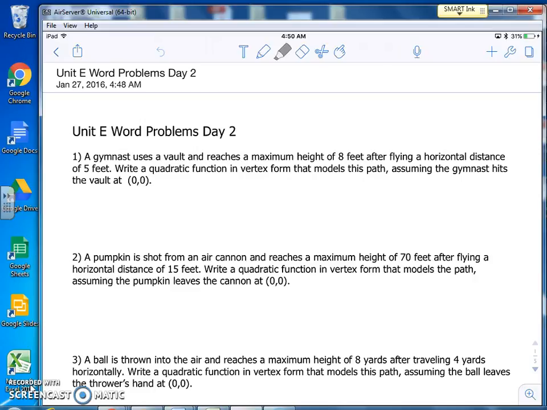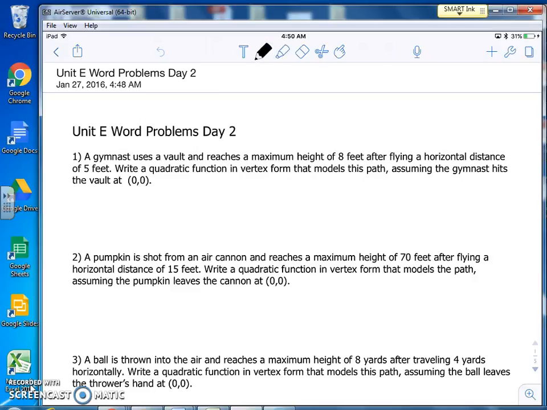So number 1 says, a gymnast uses a vault and reaches a maximum height of 8 feet after flying a horizontal distance of 5 feet. Write a quadratic function in vertex form that models this path, assuming the gymnast hits the vault at 0, 0.